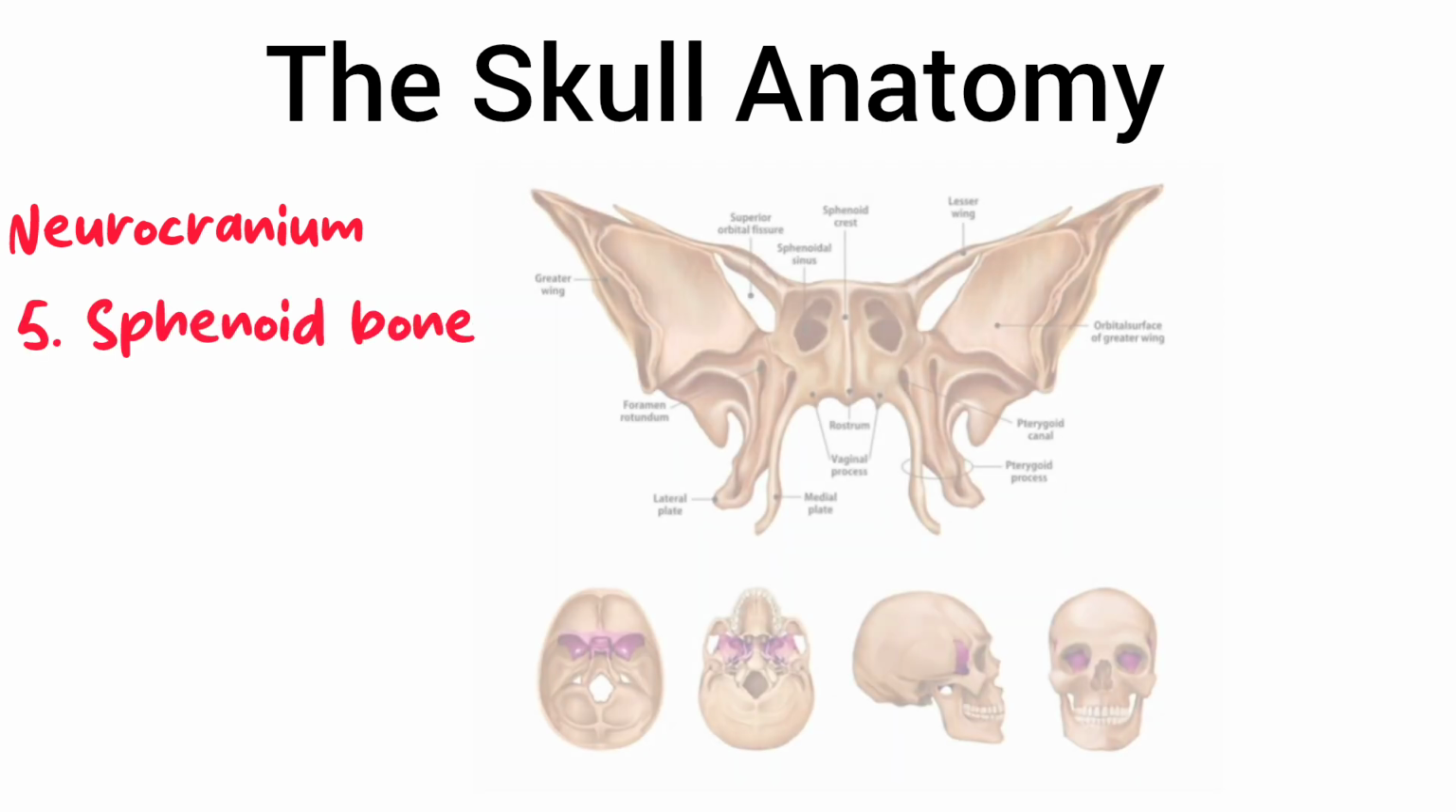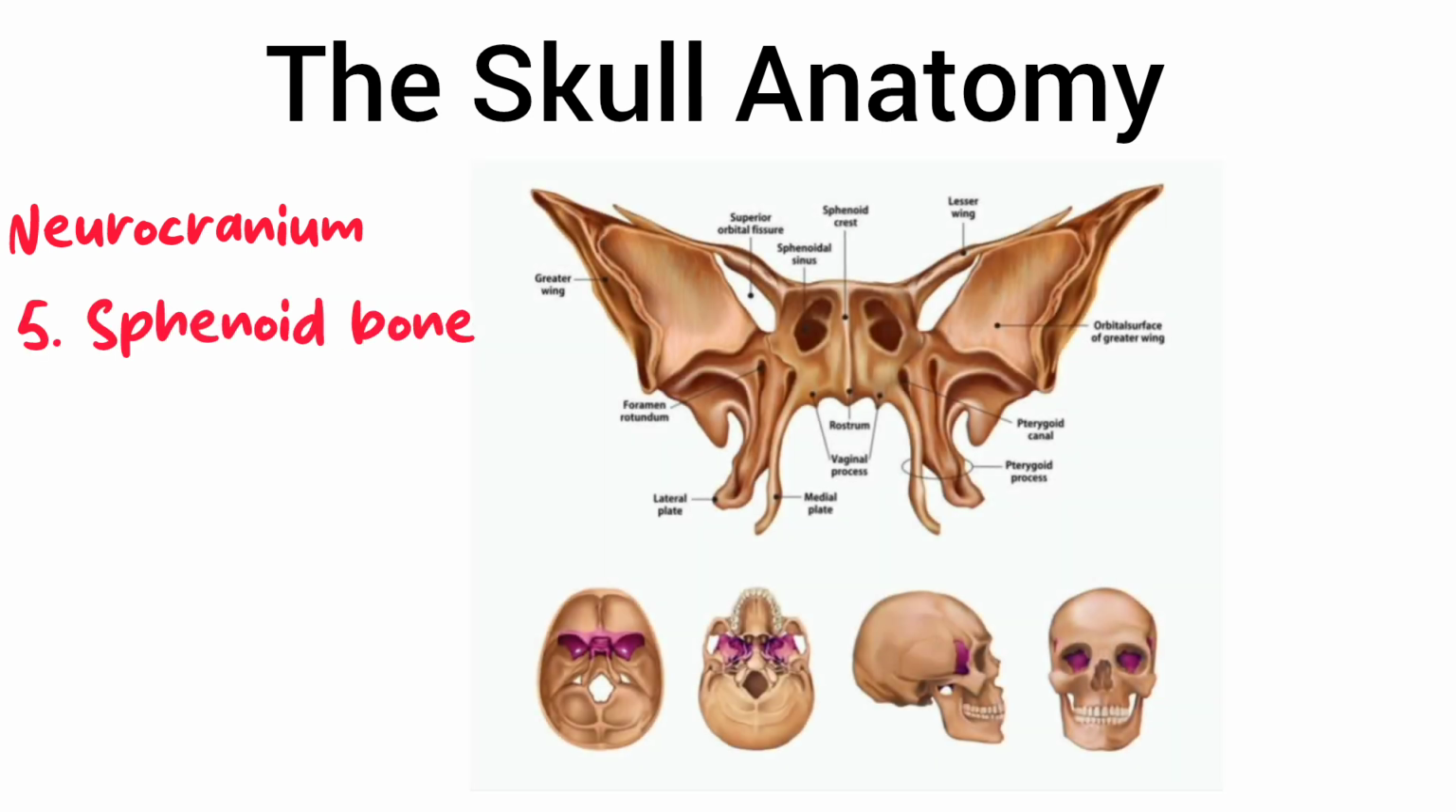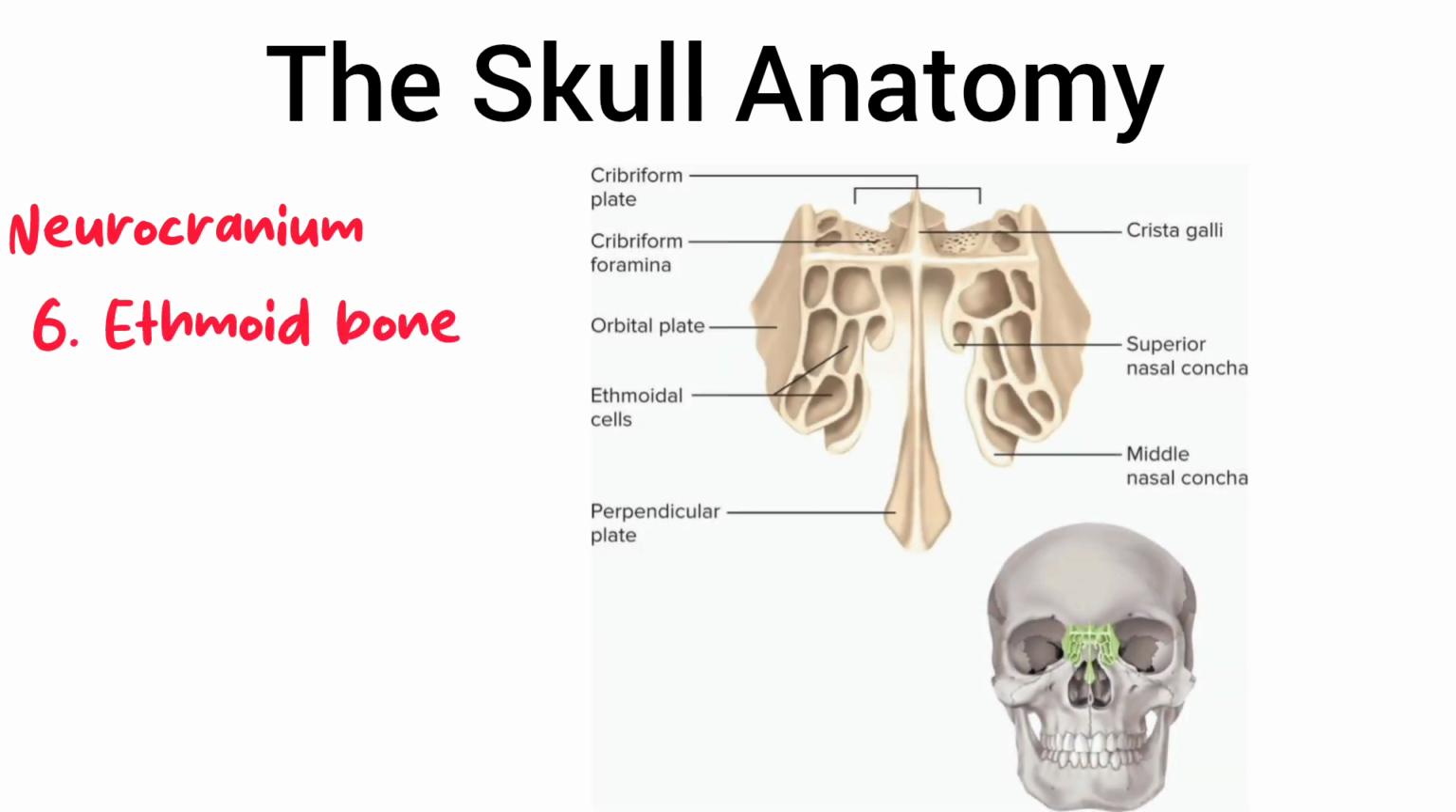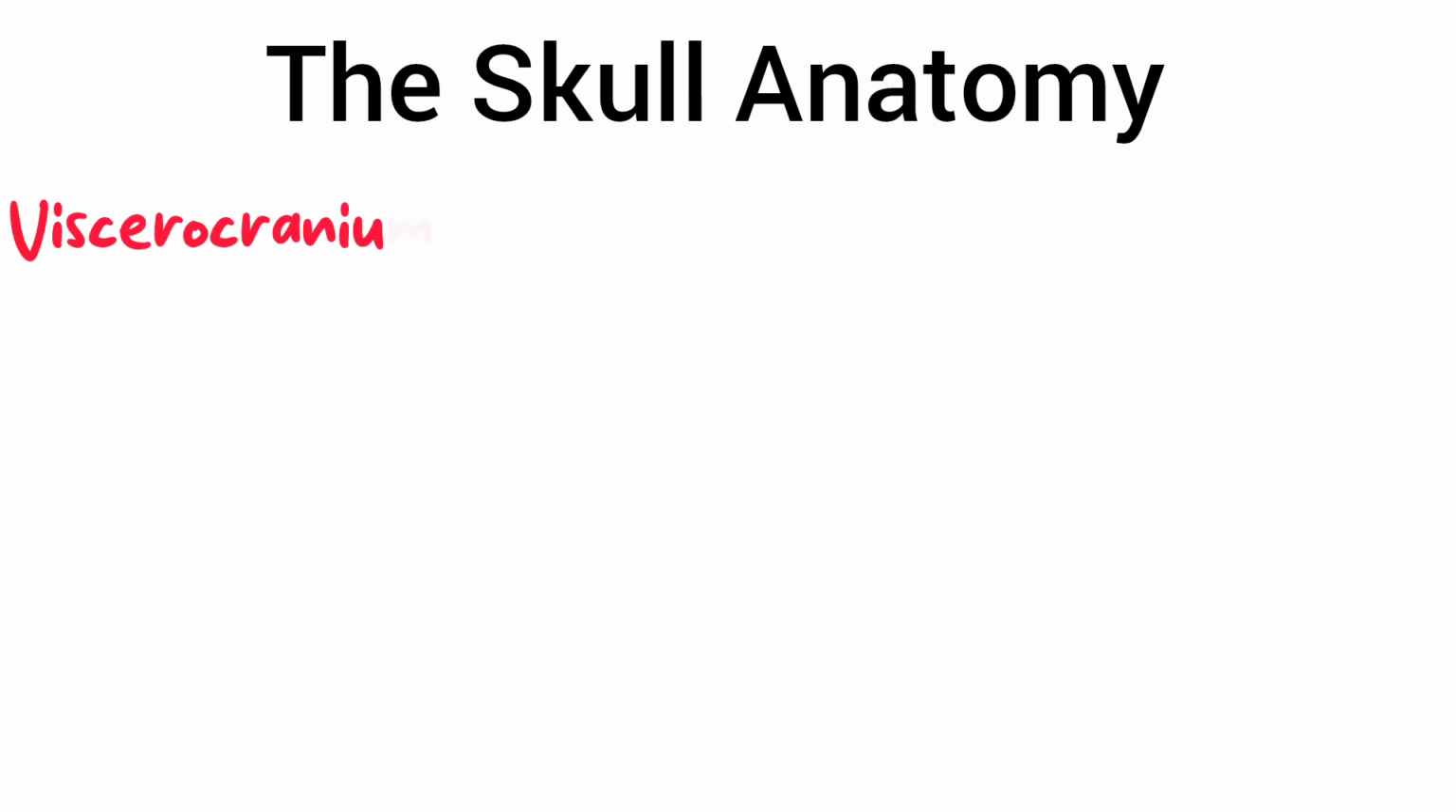5. Sphenoid bone, a complex, butterfly-shaped bone that forms part of the cranial base. It contributes to the orbits and contains the sella turcica, which houses the pituitary gland. 6. Ethmoid bone, a light, spongy bone located between the orbits. It contributes to the nasal cavity, nasal septum, and medial orbital walls, and contains the cribriform plate for olfactory nerve fibers. Then there is the second part, which is the viscerocranium.